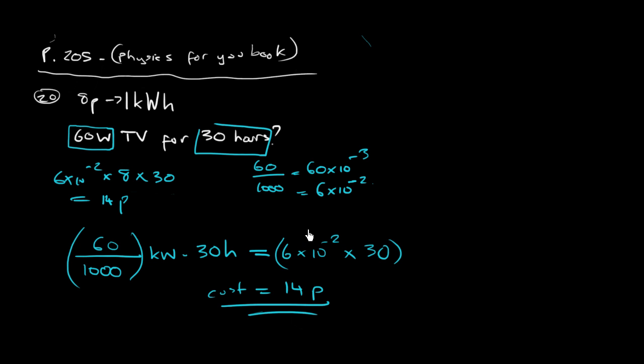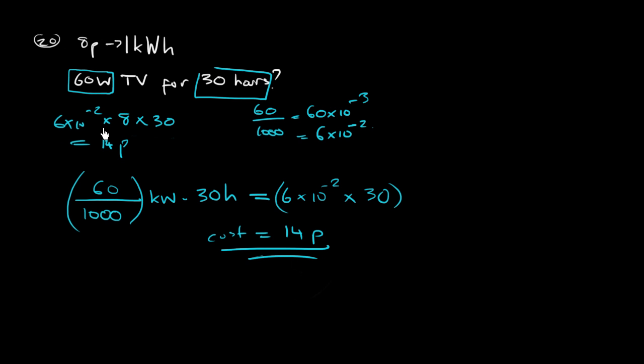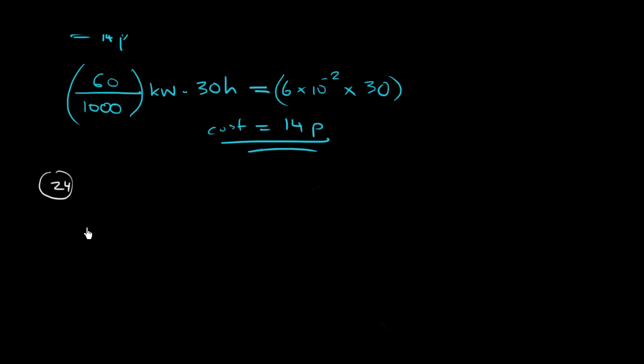The next question that I was asked about was question 24. Question 24 says that a power station generates electricity at 250 megawatts. That is 250 times 10 to the 6 watts. It also generates the electricity at 400 kilovolts. Then it says the electricity is transmitted to a distant town along cables with a resistance of 5 ohms.